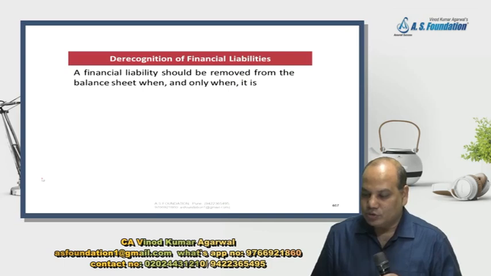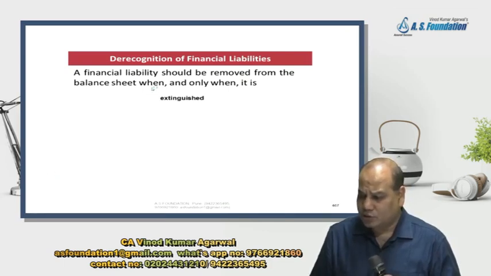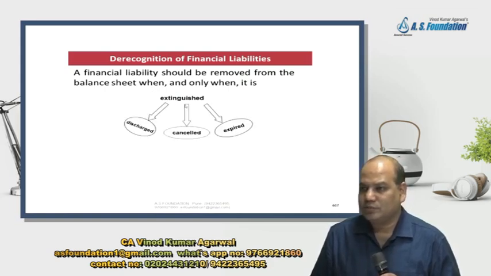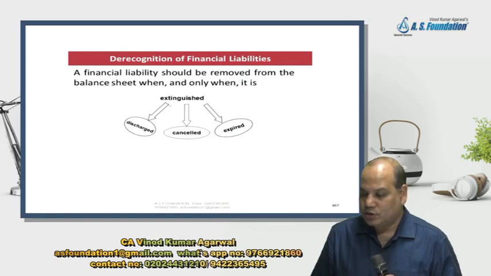Okay. So the standard says a financial liability should be removed when and only when it is extinguished. Extinguished means discharged, cancelled, expired. Creditors are paid. Bills payable is paid. Loan is repaid. Debentures are repaid.